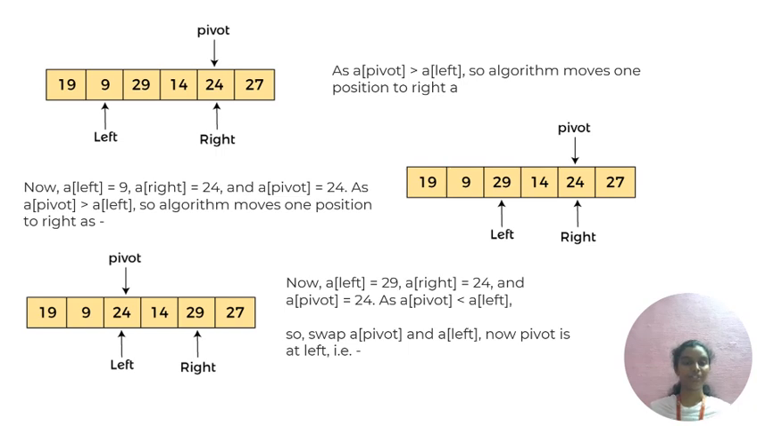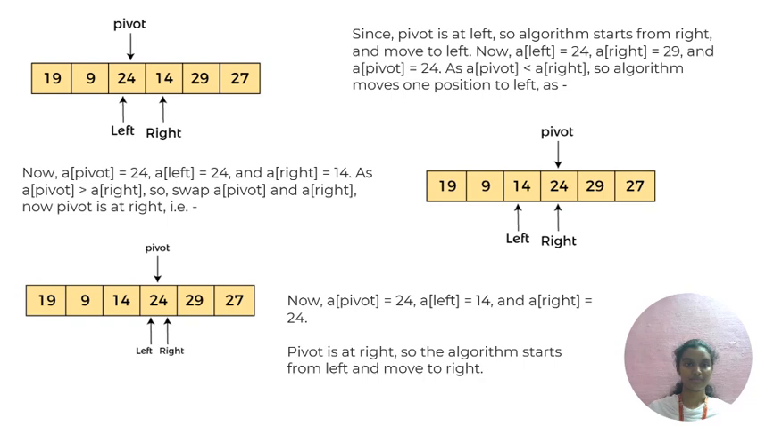Now A of left is equal to 29, A of right is equal to 24, and A of pivot is equal to 24. As A of pivot is less than A of left, swap A of pivot and A of left. Now the pivot is at the left. Since the pivot is at the left, the algorithm starts from the right and moves to the left.